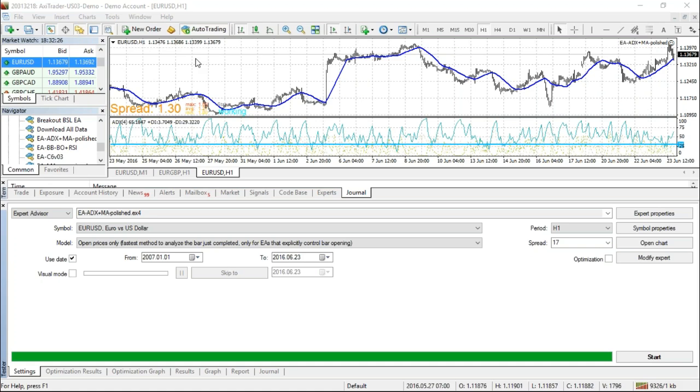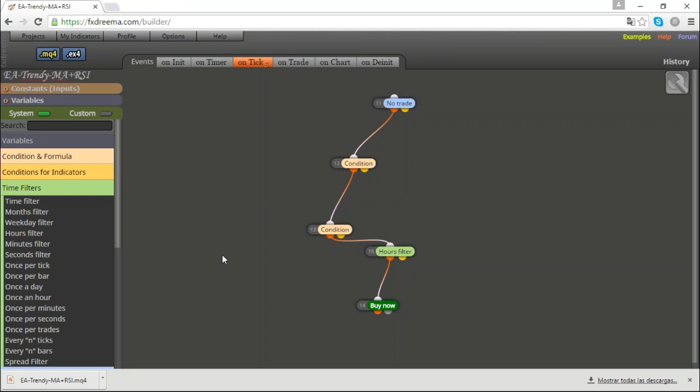Okay, Pablo, John's asking, can you write your own indicators and in what language? Yes, John, you can run all kinds of indicators. You can import them in FXtreema. Absolutely no problem. You see here this tab, John, My Indicators. And the language will be MQL, which is the language of MetaTrader.